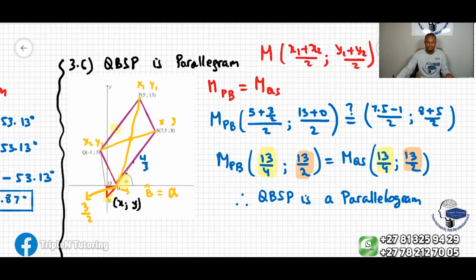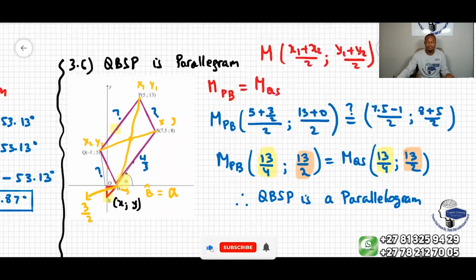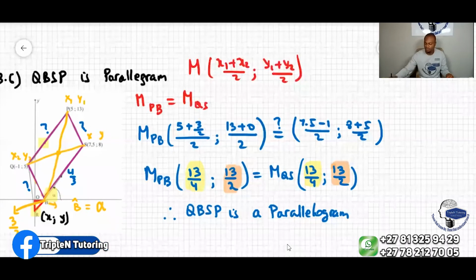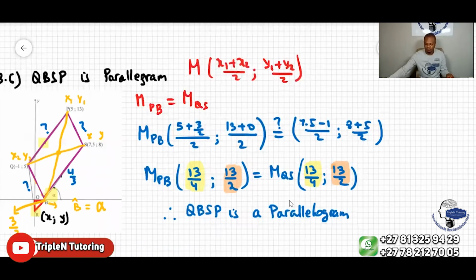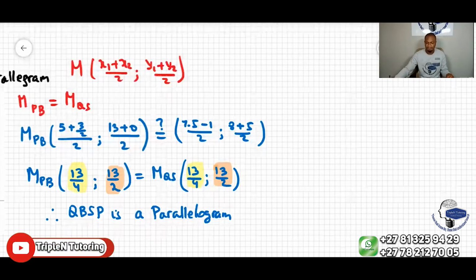So now we need to prove that this one is also 4 over 3, so we need to find this gradient. If this is 4 over 3 and that is also 4 over 3, then it is a parallelogram. Let's find the gradients of QP or PQ. Same.